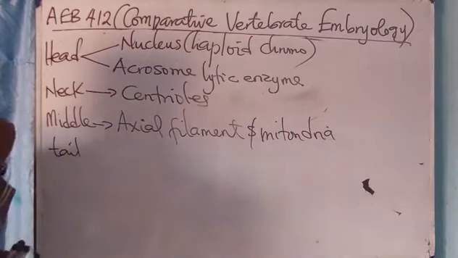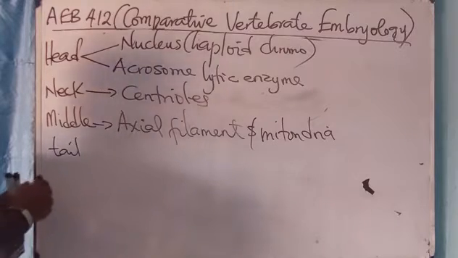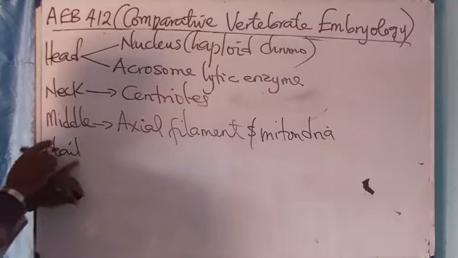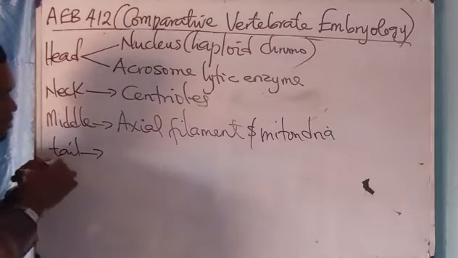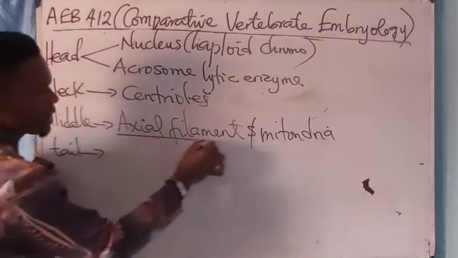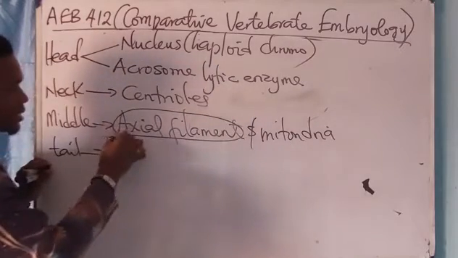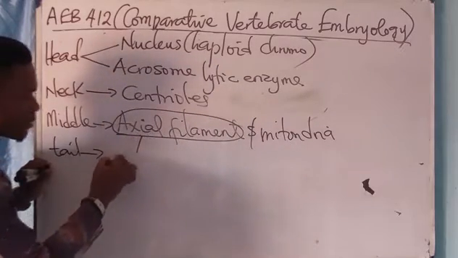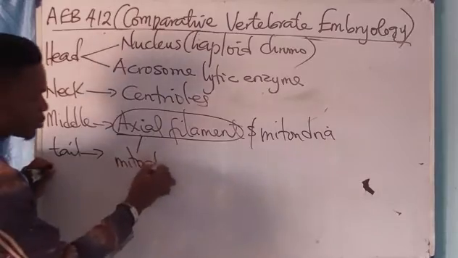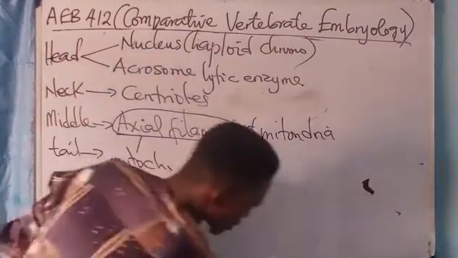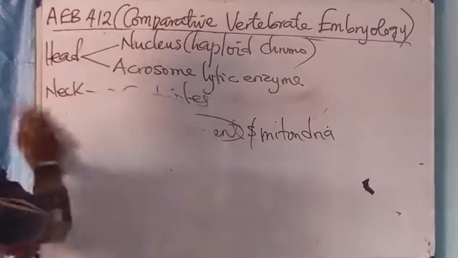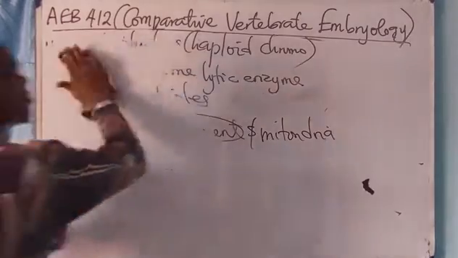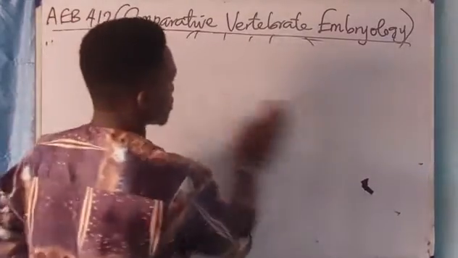Please, in the long tail I'm talking about, the axial filament found in the tail is surrounded by the mitochondria. Let me draw the sperm so you understand what I'm saying. Let me draw it for a better understanding, because right now it's becoming confusing.